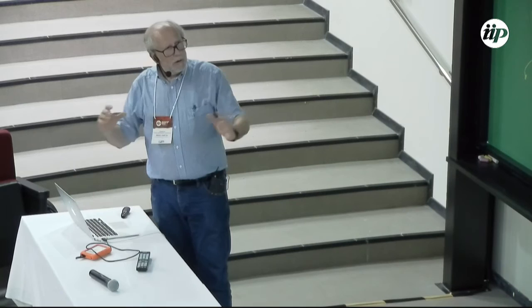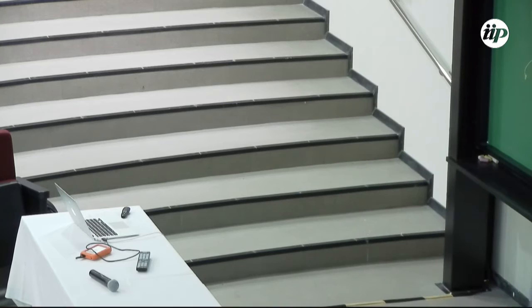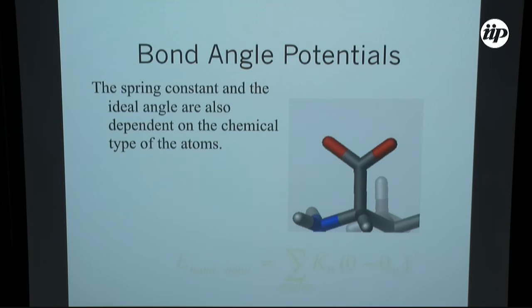Bond angles is the stretching. So these two red atoms in here, they can actually do this. These are very strong constraints, so they don't move quite a bit, but they oscillate a little bit. So that's a bond angle term.